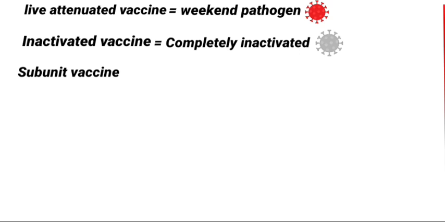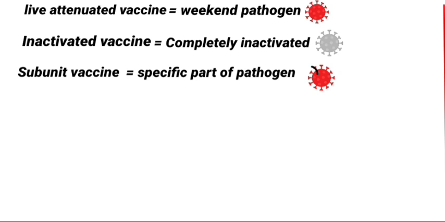Subunit vaccines. These kinds of vaccines will only include a specific part of the pathogen. They cannot cause disease. They are safe, but identifying the right part is a very difficult task.